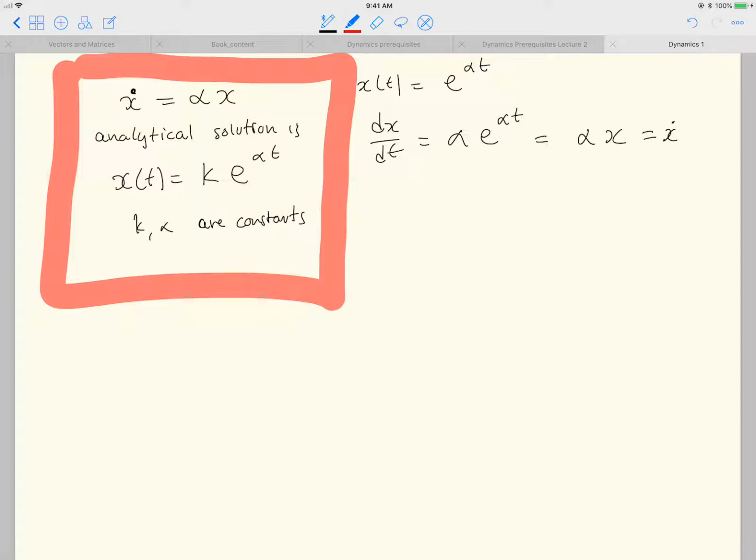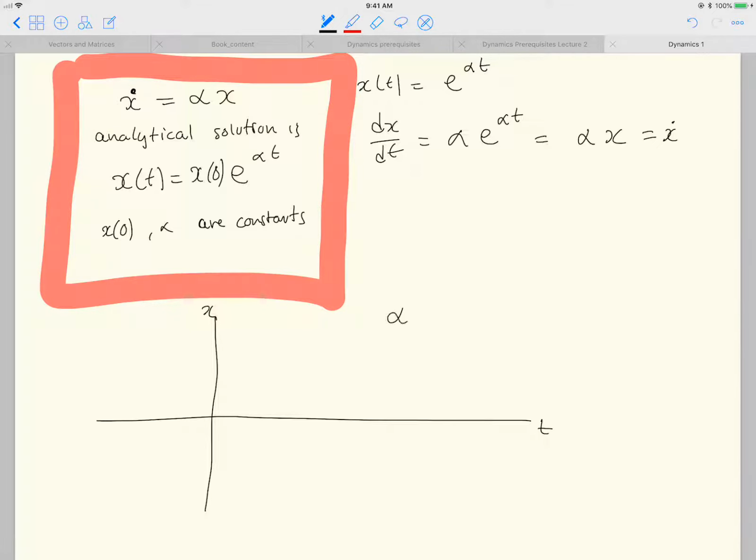So what does this look like? Let's plot it out. Let's say that we have x as a function of t. Actually, sorry, I'm going to rewrite this. Apologies for rewriting. It's x of naught, because again, that's the value that it takes when t equals 0. When t equals 0, e to the alpha t is 1. So this corresponds to x at time equals 0.